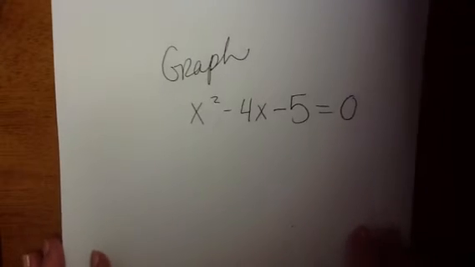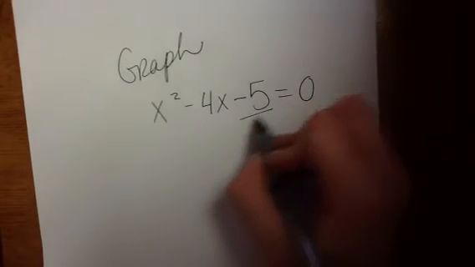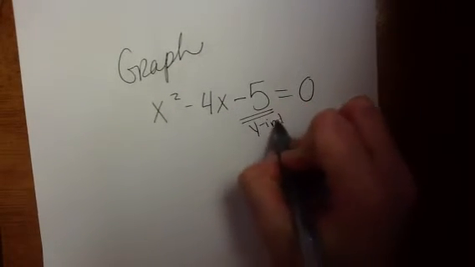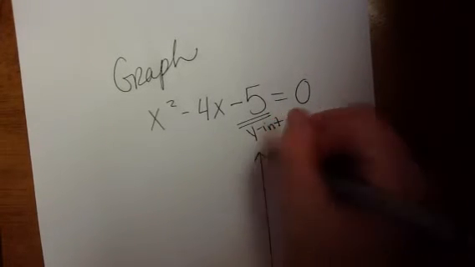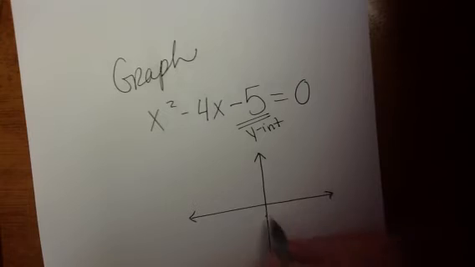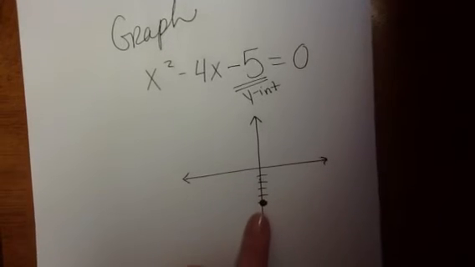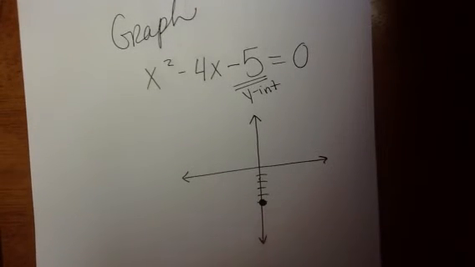Here's another one. Same thing. This is your y-intercept. So -5 is where it's going to cross the y. It's -5, don't change the sign or anything like that. So we're on the y at -5.